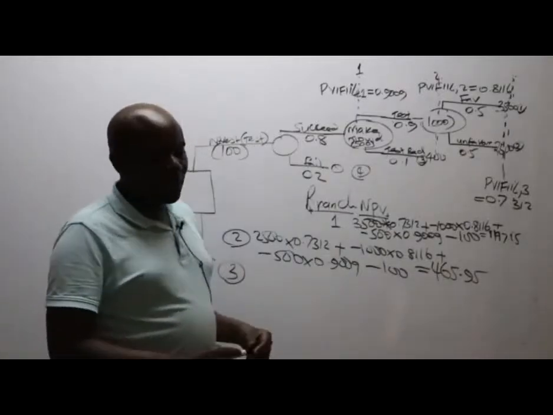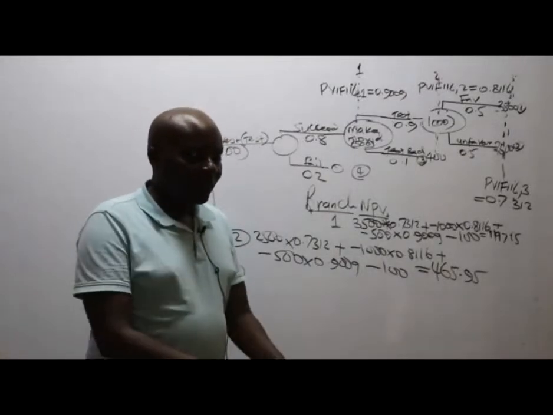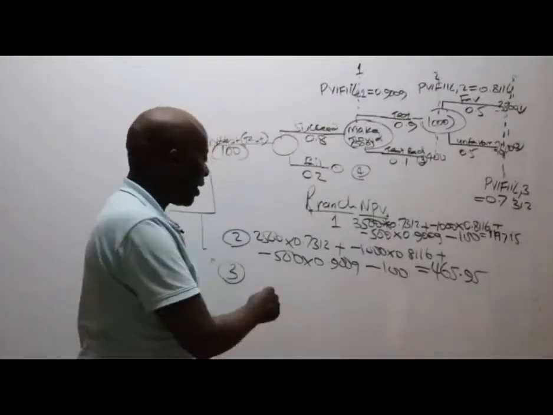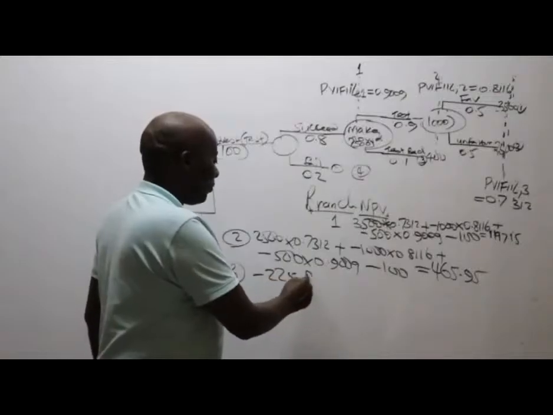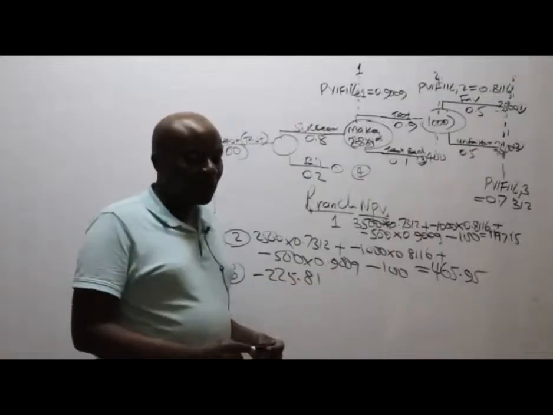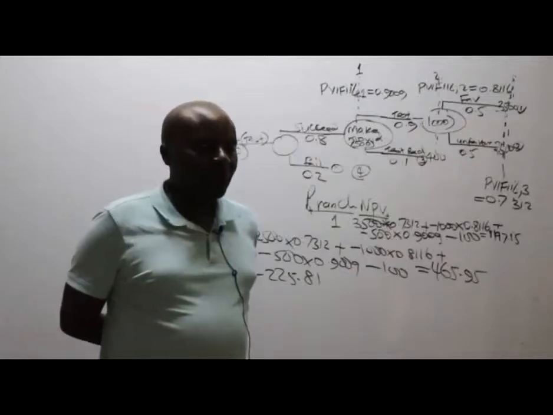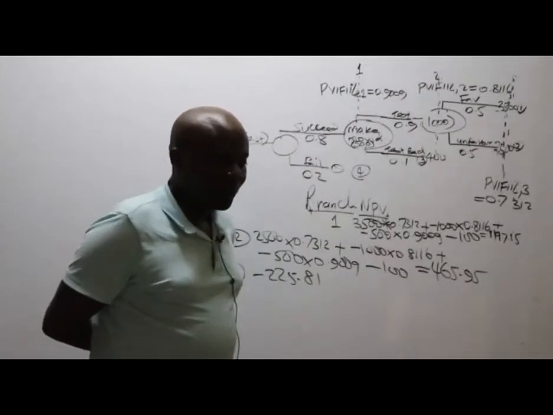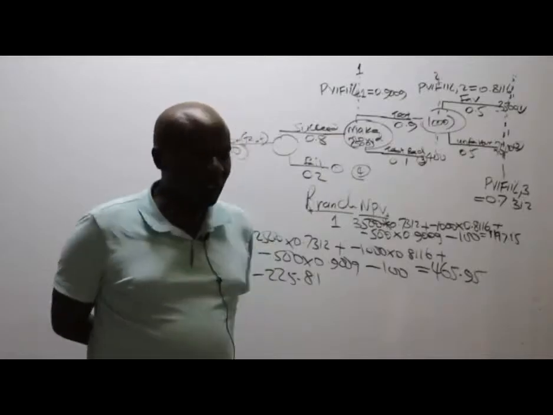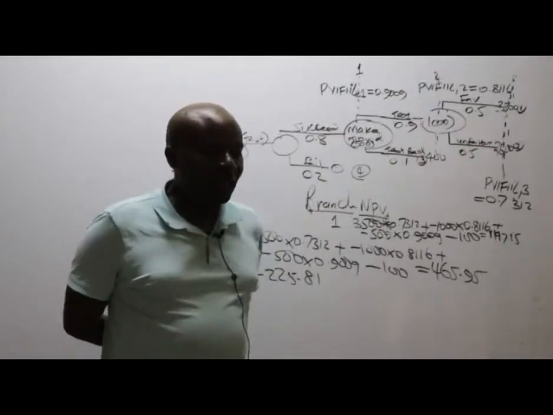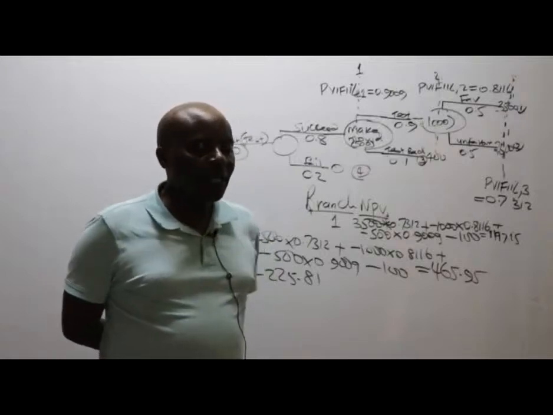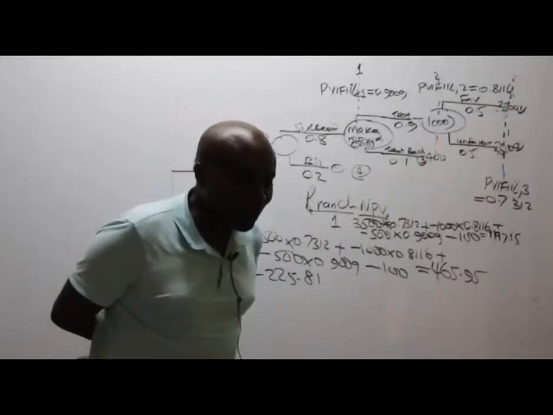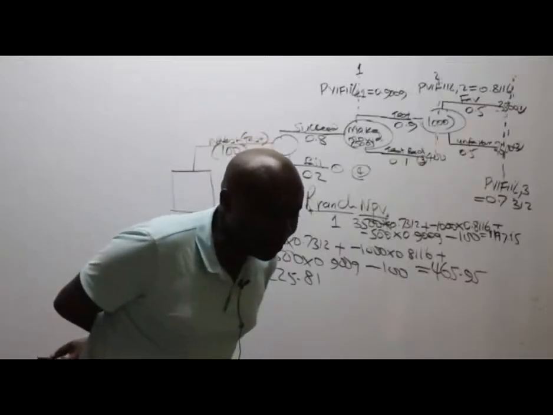Could you kindly now go to branch number 3 and give us a figure? For the third branch, I'm being given a figure of minus 225.81. Is there somebody else who is able to get that figure, minus 225.81? Yes, I can see so many of them are getting this figure. Lucy is not getting it. How did you reach that?